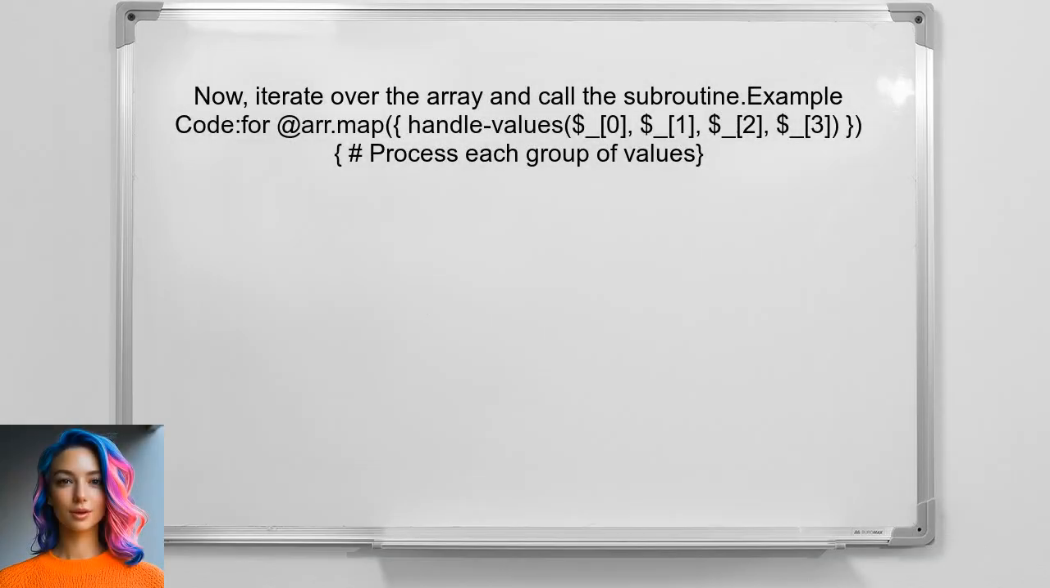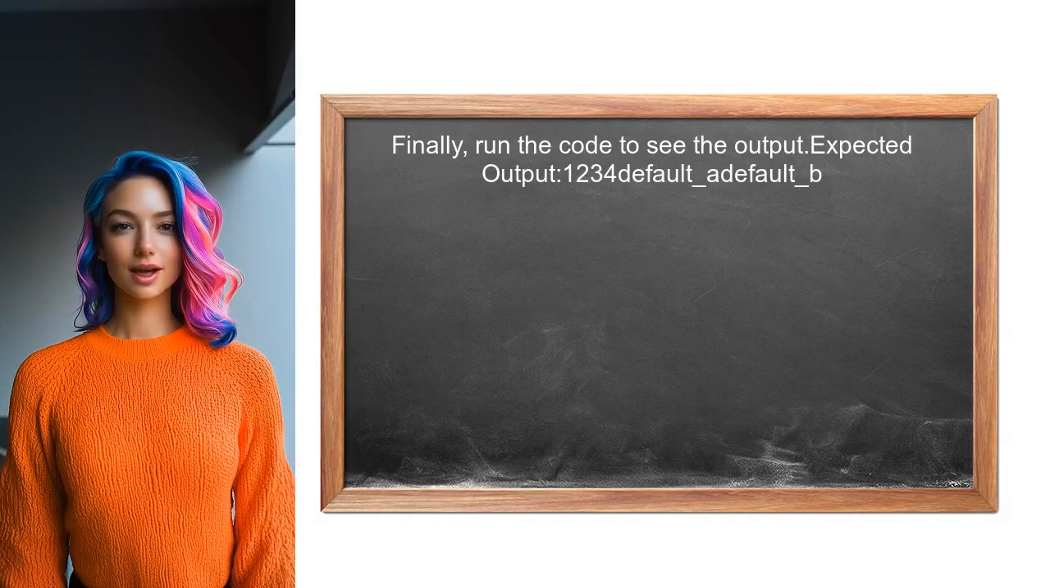Now the user should iterate over the array using the map function and call the subroutine for each group of values. This ensures that all values are processed, including any defaults for missing ones. Finally, the user can run the code to see the output. This will include all values from the array, along with any defaults for those that were missing.